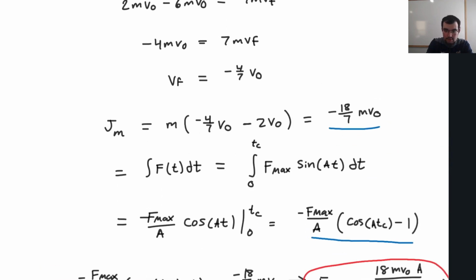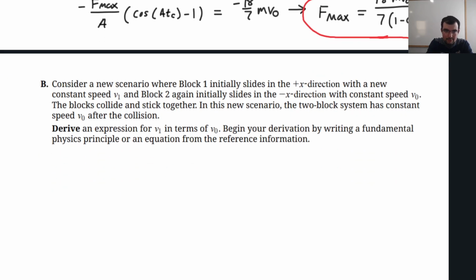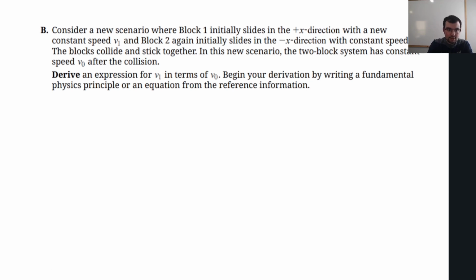Again, we just set two impulse approaches equal, and I just made sure my final answer was positive. That's why I switched the subtraction order. Then for some reason, we're given another collision that's very similar. New scenario where block 1 is in the x direction with the speed v1 that we don't know, and the 6m block is still moving at v0 to the left. But we are given that after the collision, the two blocks stick together and have constant speed v0.